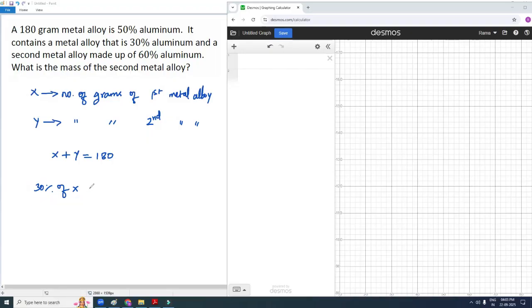And to get the amount of aluminum in the second metal alloy Y, we have to calculate 60% of the mass of the second metal alloy, that is Y. So let me do it. That is 60% of the mass of the second metal alloy Y.